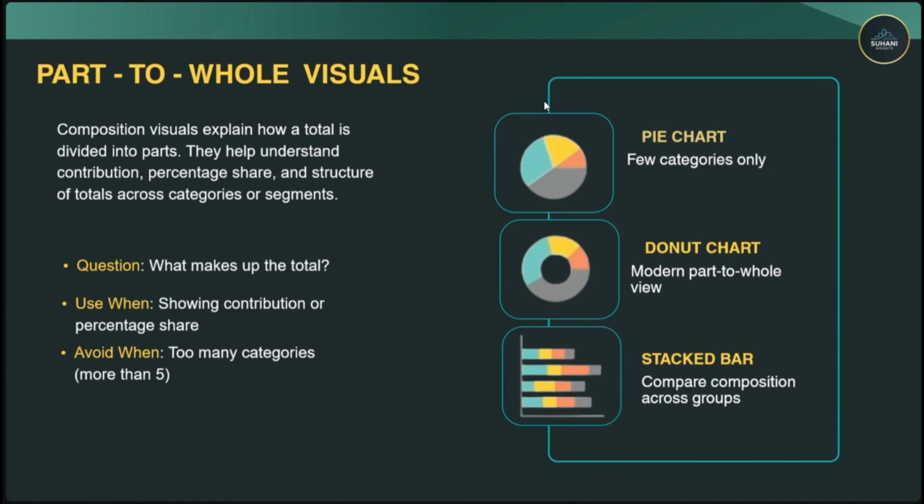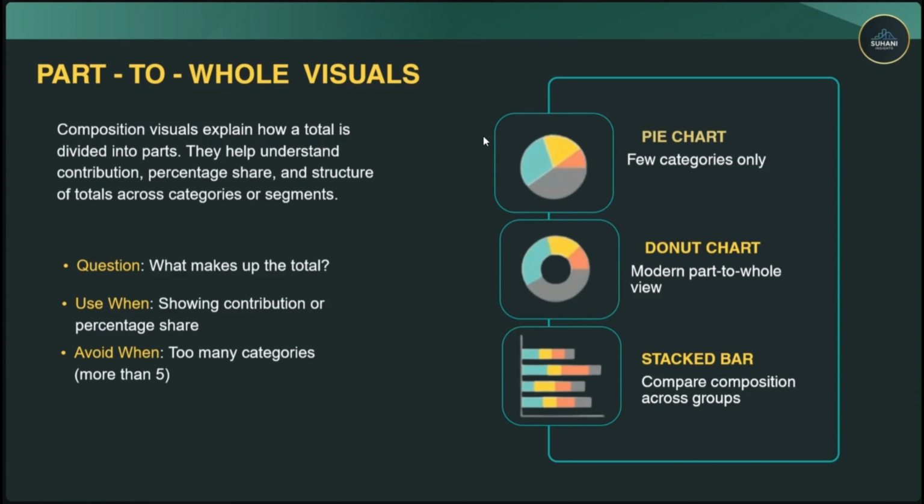Next is part to whole visuals. These visuals are also known as composition visuals. Why composition? Because these visuals show what all the products and product categories are, or the percentage share, which make up the total.